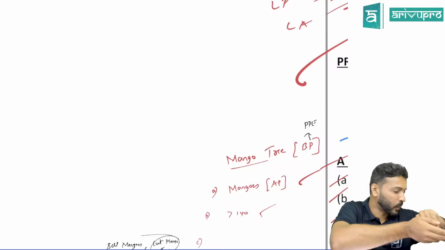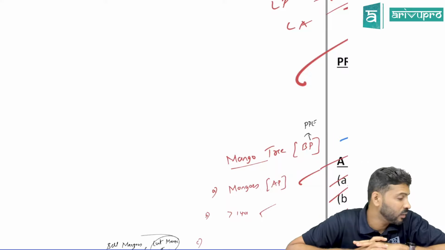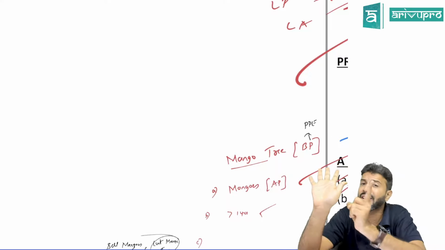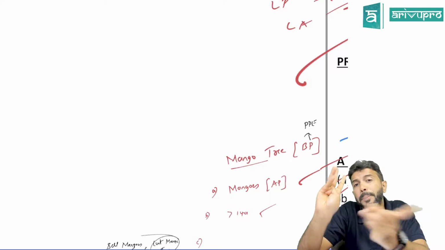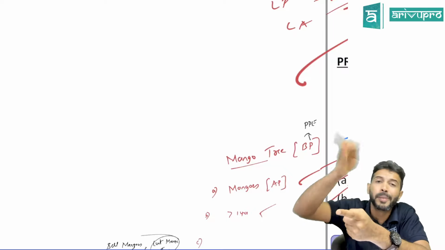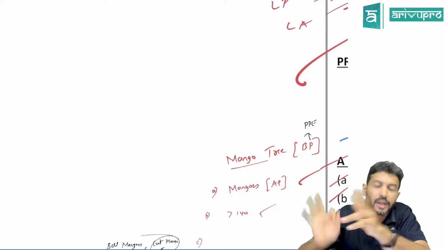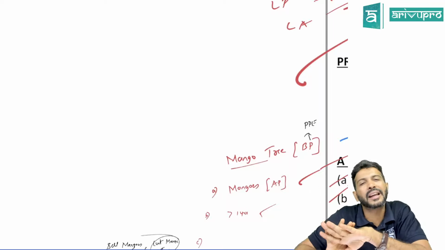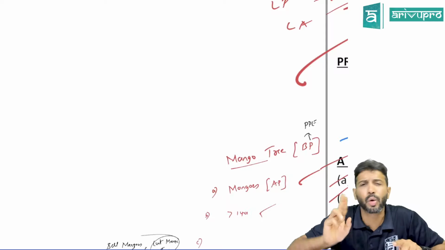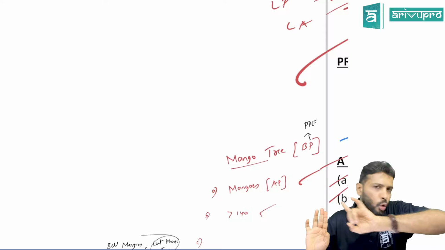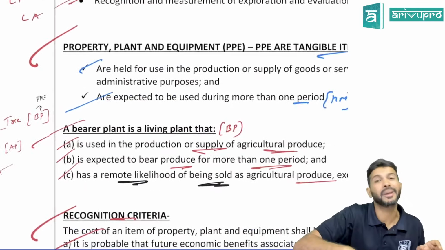Okay. So again, let's have a quick recap. What is a bearer plant? A bearer plant is a living plant which satisfies 3 criteria. What are those 3 criteria? 1, it should be used in the production or supply of agricultural produce. 2, it must bear the produce, meaning you should get the produce for more than 1 period, as in 12 months. 3, you should not sell that bearer plant routinely. That means you can sell it only as part of scrap sale. Okay, routinely do not sell it; as scrap, sell it. All the 3 criteria satisfied means it is a bearer plant.